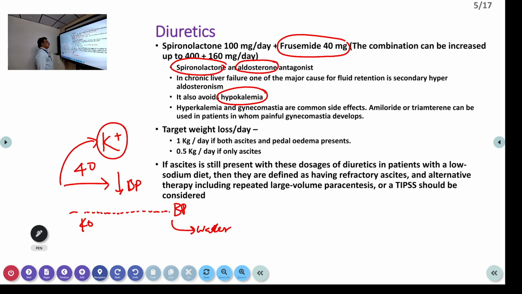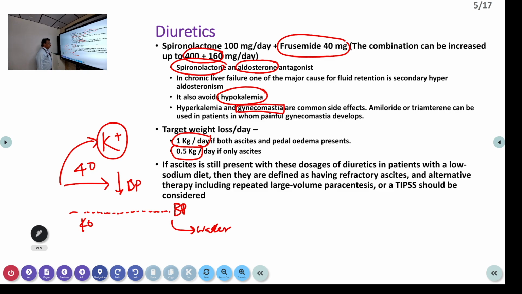Okay. Now chronic treatment can sometimes produce gynecomastia. There are some alternative drugs for that that can be tried. Now in a patient who is having ascites and pedal edema, every day your target weight loss should be 1 kg. To achieve that, you can increase the dose up to 400 plus 150 milligram. If only ascites or only pedal edema is there, the weight loss target should be 0.5 kg per day. So that is very, very important.